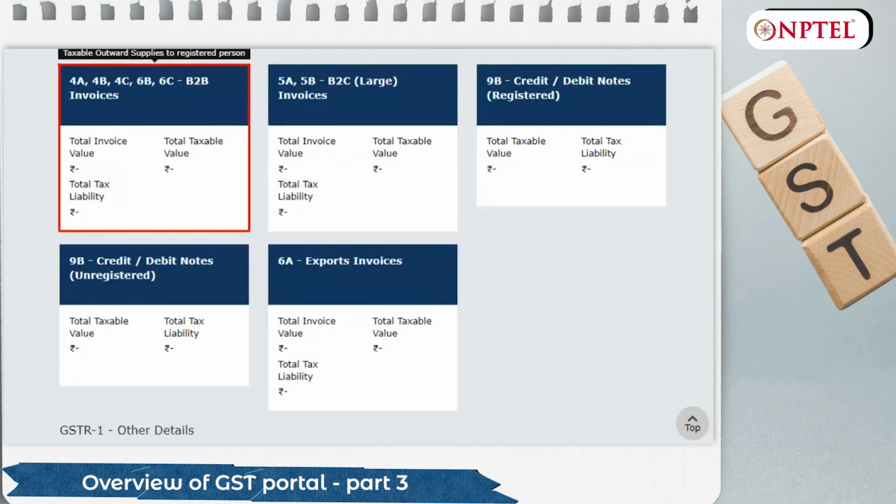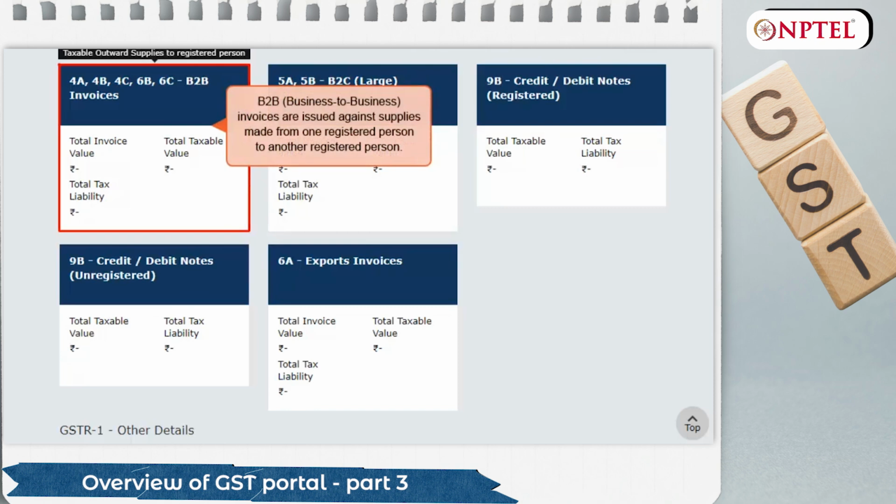The first tile summarizes the invoice details furnished in respect of B2B supplies to registered persons. B2B or business to business invoices are issued against supplies made from one registered person to another registered person. The invoice level data of all B2B supplies made in the given tax period needs to be uploaded in GSTR-1 for successful filing of tax return.